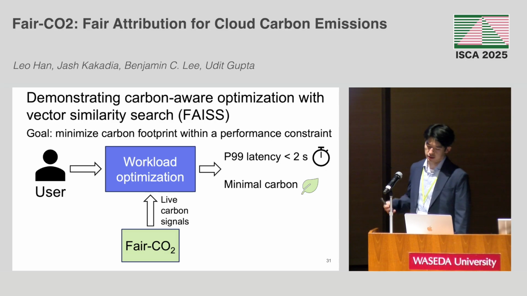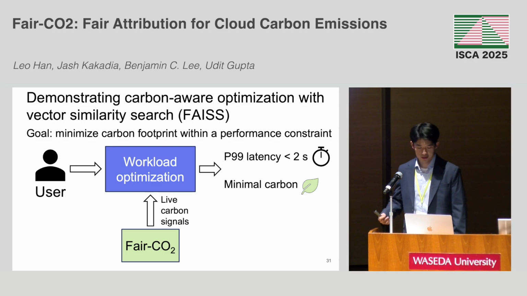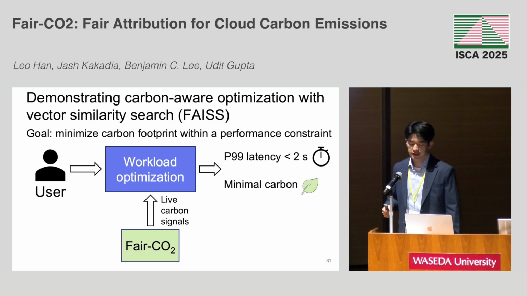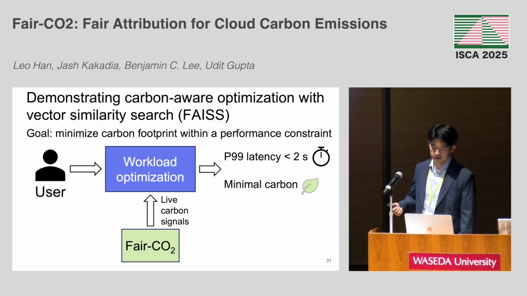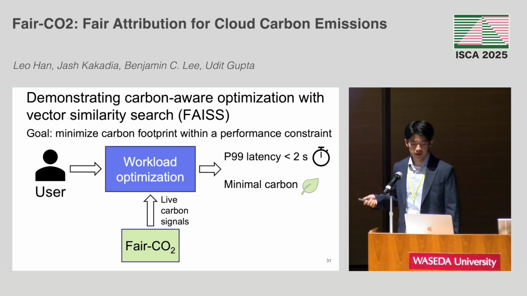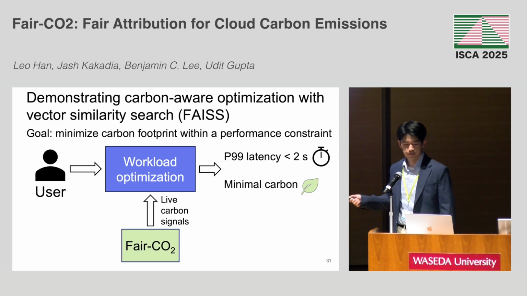Let's demonstrate this process with FICE, the vector similarity search workload used in retrieval augmented generation. The goal here is to minimize workload carbon footprint while meeting an example performance constraint of a P99 tail latency being less than 2 seconds, a typical tail latency requirement for large-scale LLMs. We can do this with dynamic workload optimization using live carbon signals from Fair-CO2.